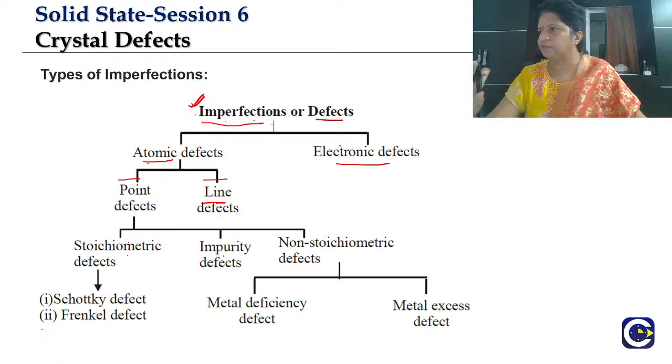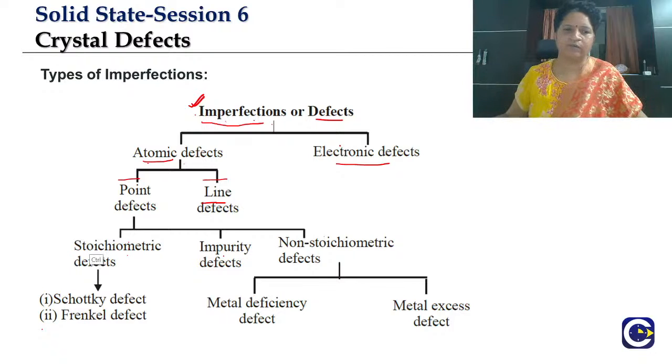The formula will be the same. Like if ions are missing, like one sodium and one chloride ion are missing, the ratio still remains 1:1, we call it a stoichiometric defect. Even if there is a defect, if the formula is the same, we call it a stoichiometric defect.